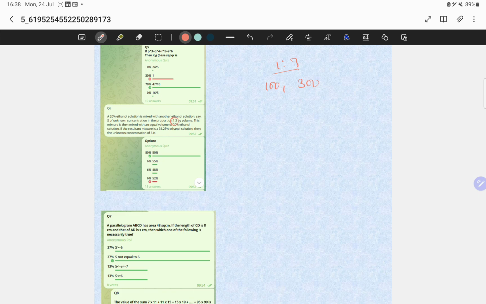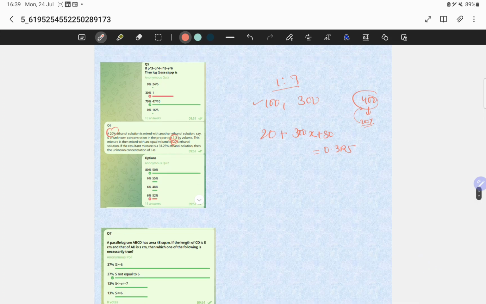Now the first solution, this 100, is 20% ethanol. So this will basically be 20, and for the other we don't know the concentration, so we'll take it to be x. Now it is given that this total mixture of 400 is mixed with an equal volume of 20% ethanol. So 400 of 20% ethanol. 20% of 400 is 80. And this is given as 0.3125 of the total mixture. The total mixture is 400 from here and 400 from here.